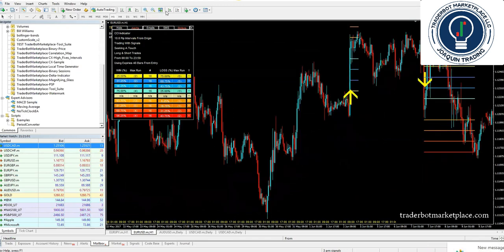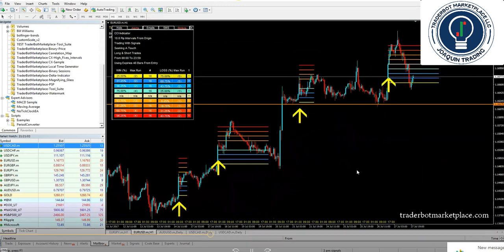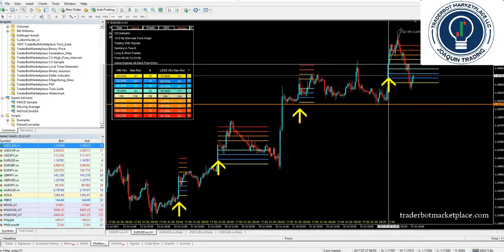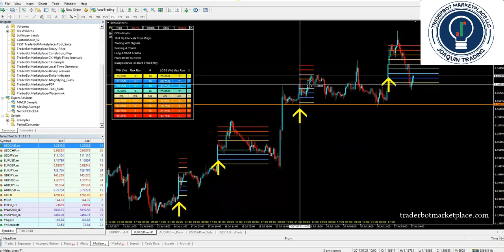I used to do it all the time. So let's go and look back. Signal came out here. How much did price move up? Well, it moved up 73 pips from here. Signal came out right in the middle here. How much did price move up? Well, initially it moved up about 20 pips before it kept going up.